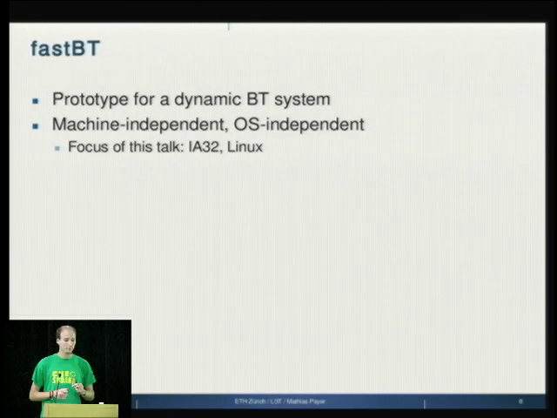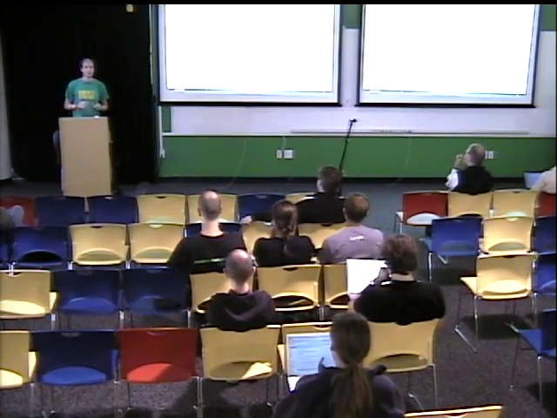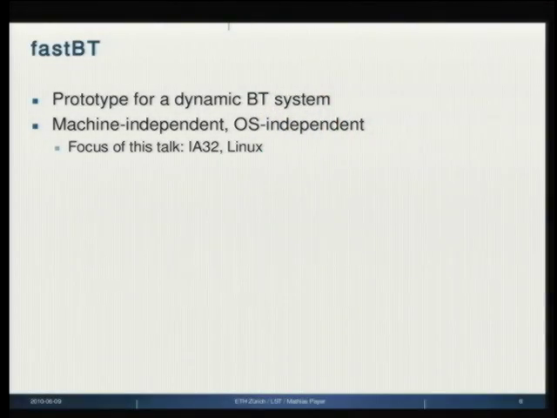So much about the basic overview. I will now discuss the prototype for a translation system like that. That's called fastBT. This is a dynamic binary translation system. The system itself is actually machine independent, operating system independent, but the focus of this talk is IA32 and the Linux operating system. IA32 to be able to access and translate code of a platform that's most commonly used, and Linux because it's open source, we can access the loaders and change the whole program like that.